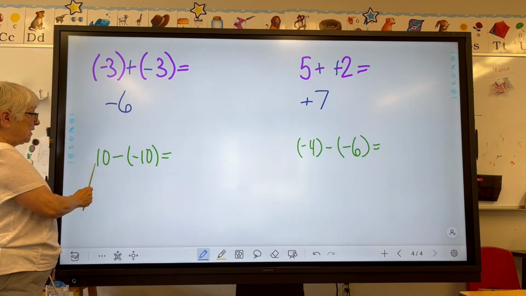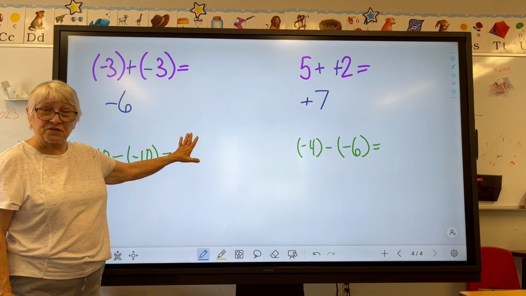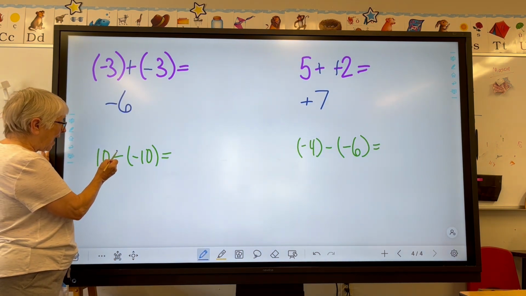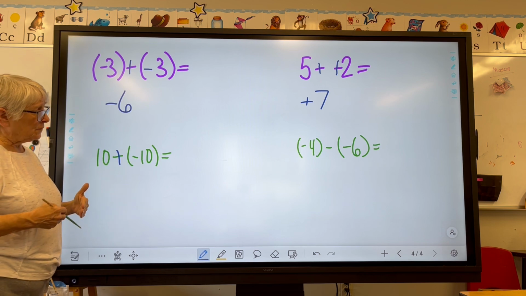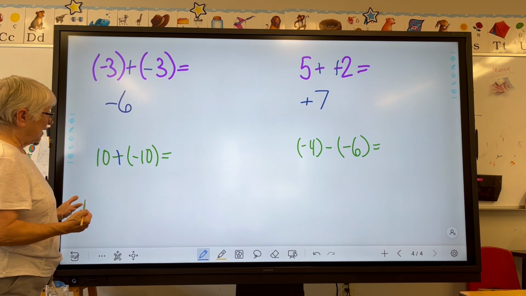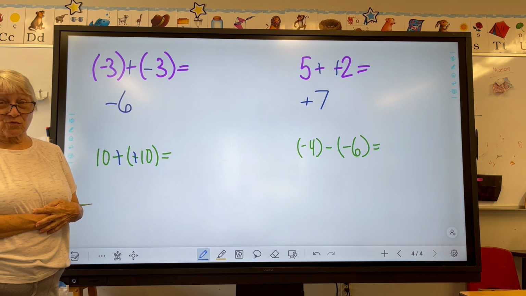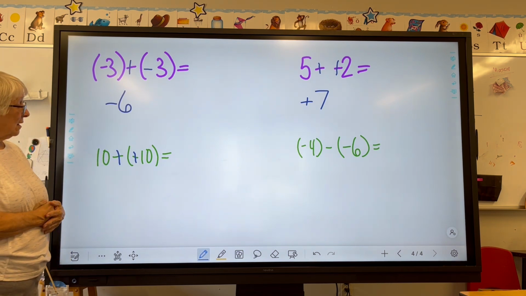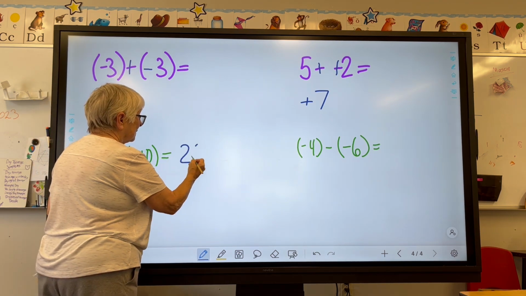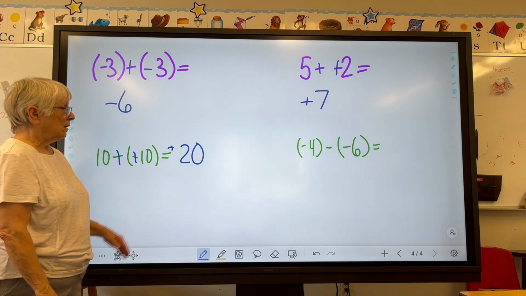All right, look, we have 10 minus -10. Now, you're going to want to put a 0 there, but it's not. Because look, I have to have a positive sign, because our rules are for when you're adding signed numbers. And if I change this one, I have to change this one. And 10 plus 10 is 20. Now I can put a plus sign there if I want to, but I don't have to.